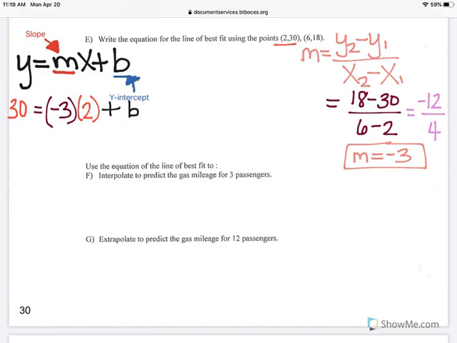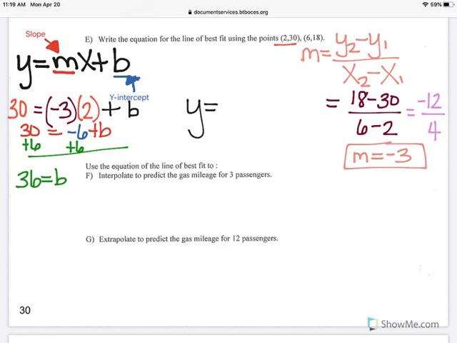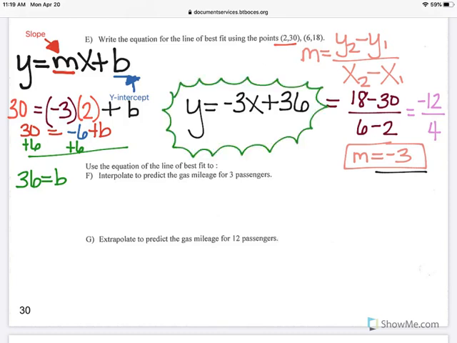So to solve here, I'm going to multiply negative 3 and 2 together to get negative 6. Just be careful here because 6 and b look very similar, so don't get too confused. And then you are going to want to add 6 to the other side to isolate your variable b, and you're going to end up with 36 equals the y-intercept b. Putting that all together, you're going to end up with an equation y equals your slope, negative 3x, plus your y-intercept, 36, and there's the equation of the line of best fit.